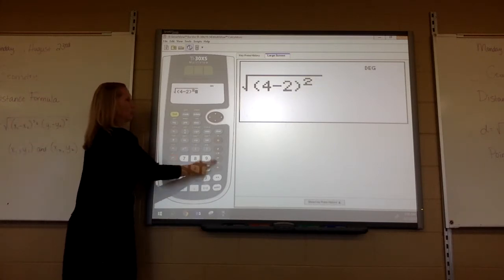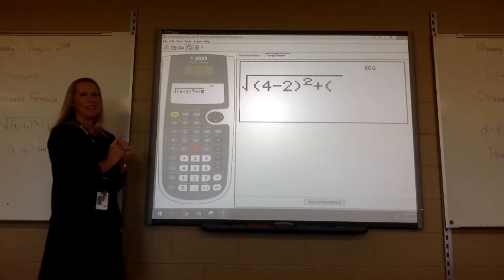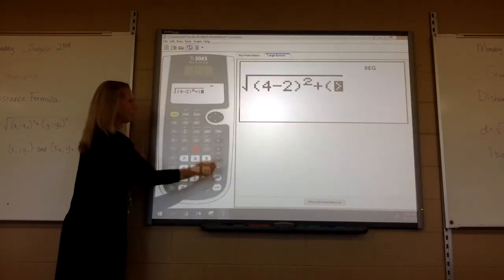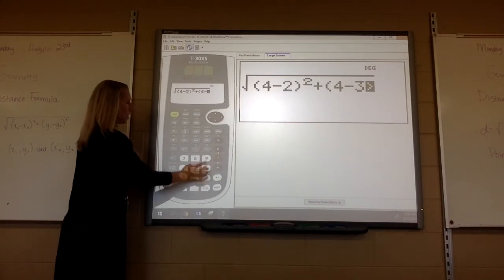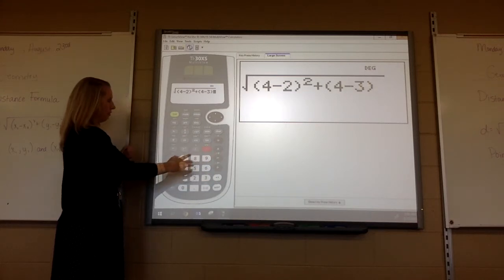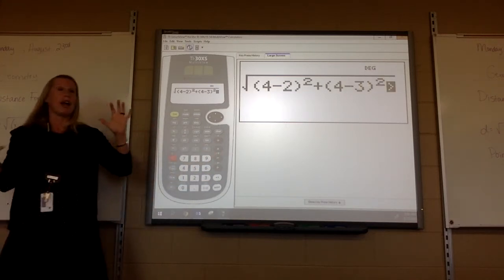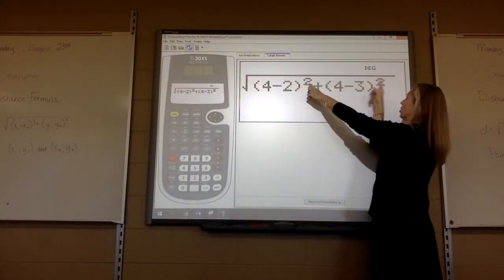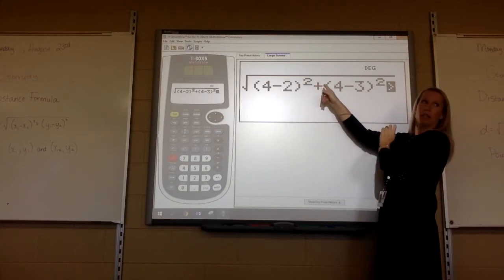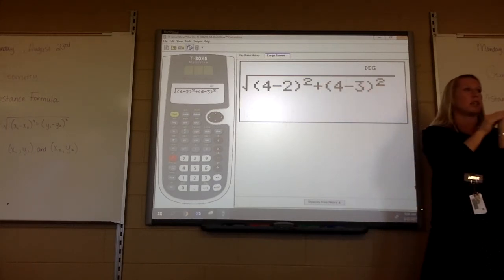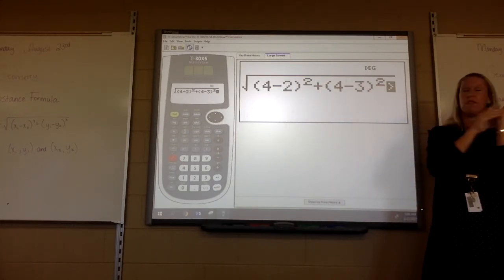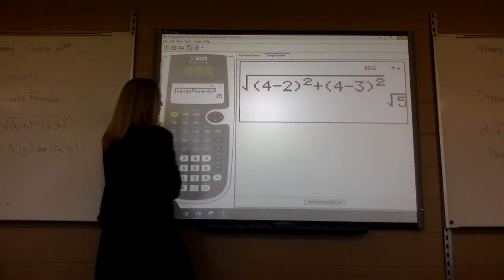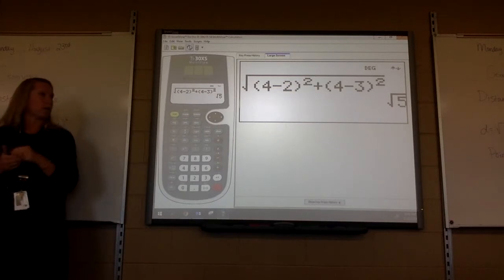And then plus, now we're gonna subtract the y's, which was 4 minus 3, close the parentheses and hit x squared. You're gonna have to make sure that you have both parentheses, that you square, and that you have that plus sign. If you leave one thing out, you're gonna miss the problem. So then you hit enter. That answer is the square root of 5.